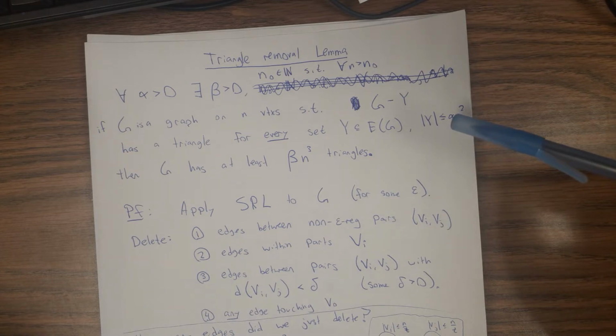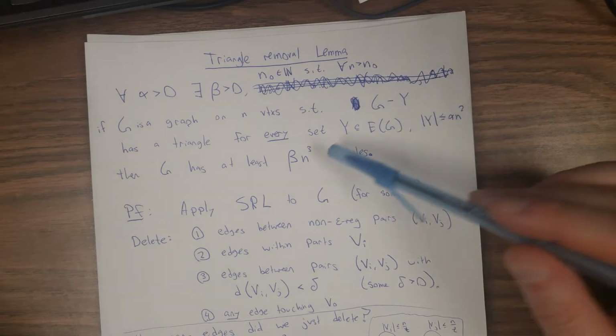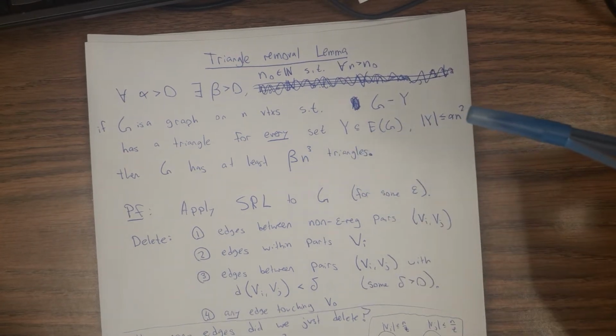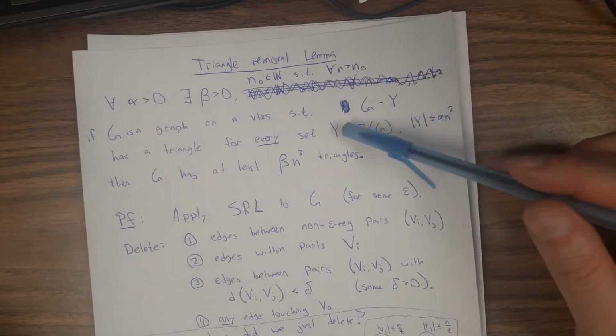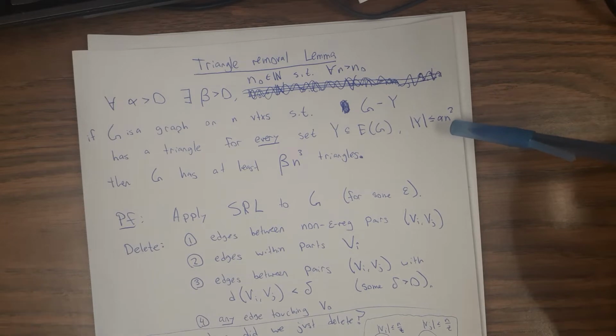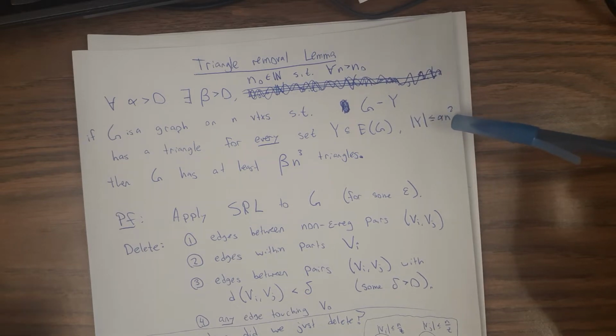We have something going on with these powers of n. Here I have n squared and here I have n cubed. Roughly speaking, that makes sense because Y is a set of edges, and how many edges do graphs have? In general, a graph could have up to n choose 2 edges, which is roughly 1/2 n squared, a quadratic number of edges. So it makes sense to talk about sets of edges that are quadratic in size.